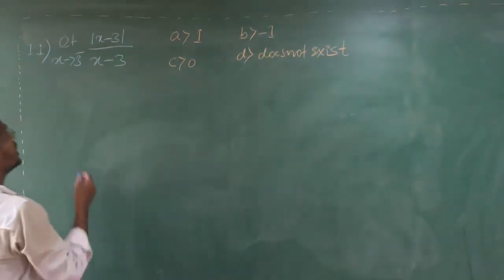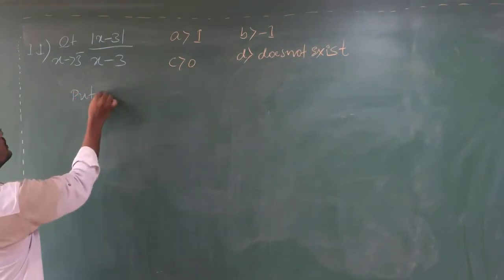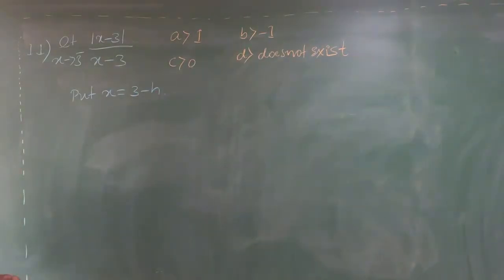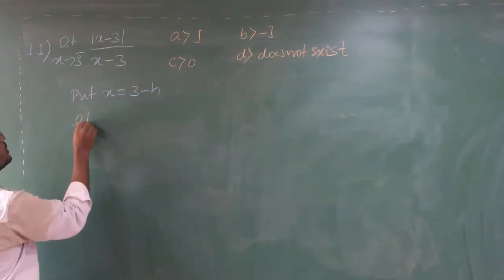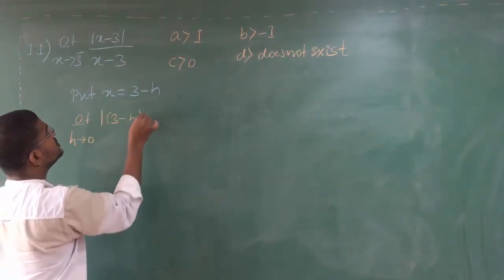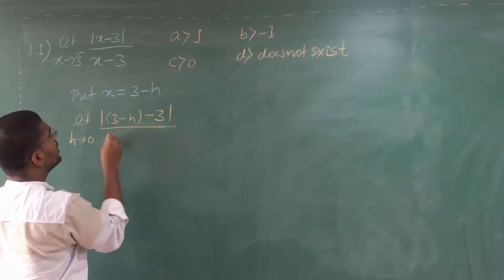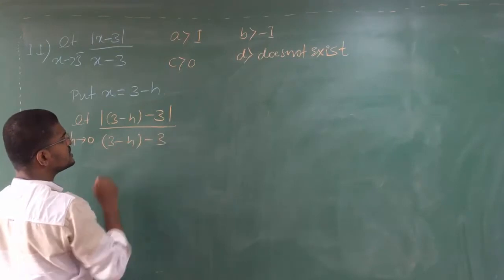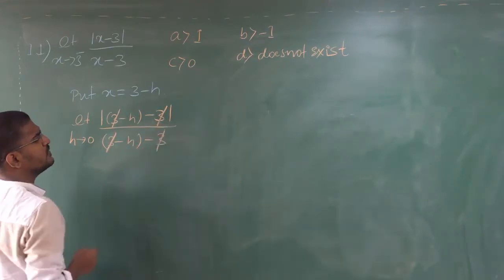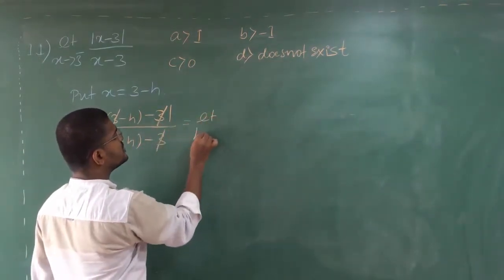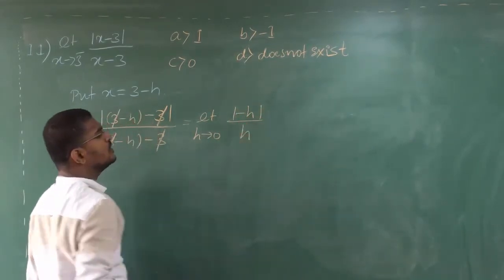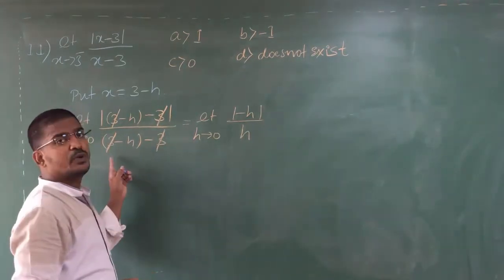For this, let us put x equal to 3 minus h. Clear? So now, limit h tending to 0 mod of 3 minus h minus 3 divided by 3 minus h minus 3. Very simple, as you all know, plus 3 minus 3 will get cancelled, plus 3 minus 3 will get cancelled. Limit h tending to 0 mod of minus h divided by h. This will be your solution of this particular thing.